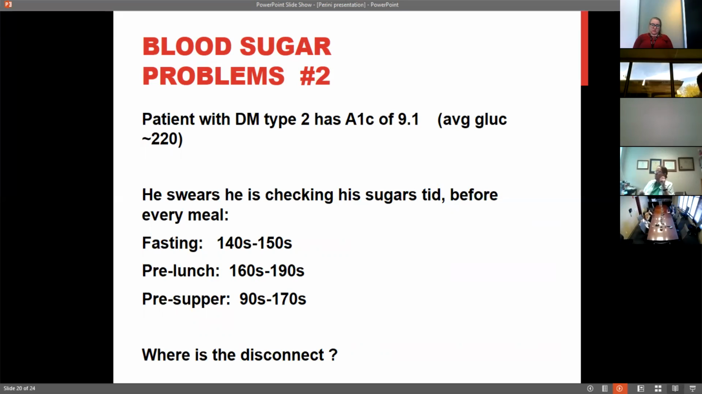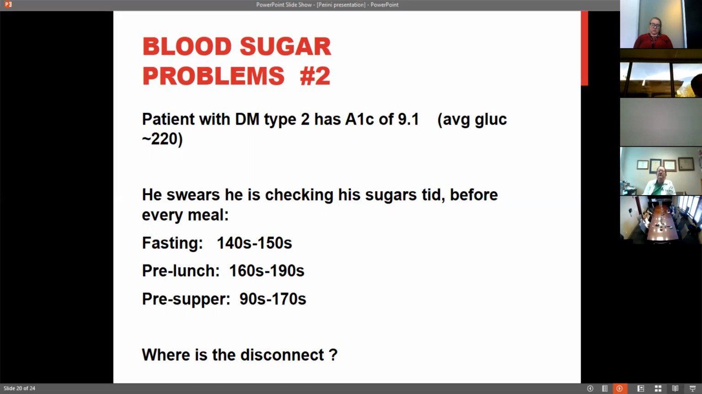So he insists that he's checking his sugars 3 times a day. Before each meal, his fastings are 140s to 150s. Before lunch, 160s to 190s. And before supper, ranges anywhere from 90s to 170s. So if an A1C of 9.1 means that on average their sugar is 220, then he's checking his sugars. I see his paper that he brings in and he's got all these numbers, and yet not a single sugar that he has checked is over 190.